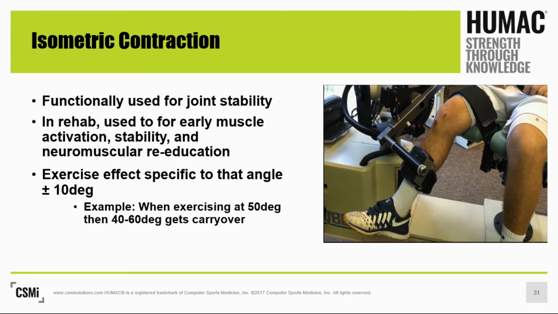When we exercise at a certain angle, there's an exercise carryover that occurs up to 10 degrees on either side of that angle. So if you're performing isometric exercise at 50 degrees of knee flexion, then the carryover will occur from 40 to 60 degrees. And we're going to take advantage of that when we discuss multi-angle isometrics later in the course.